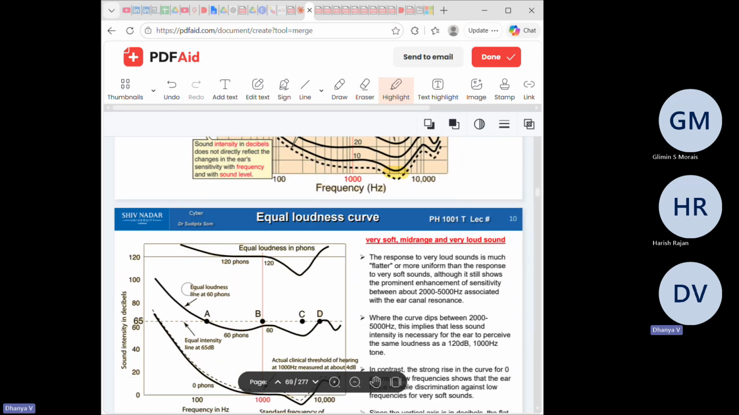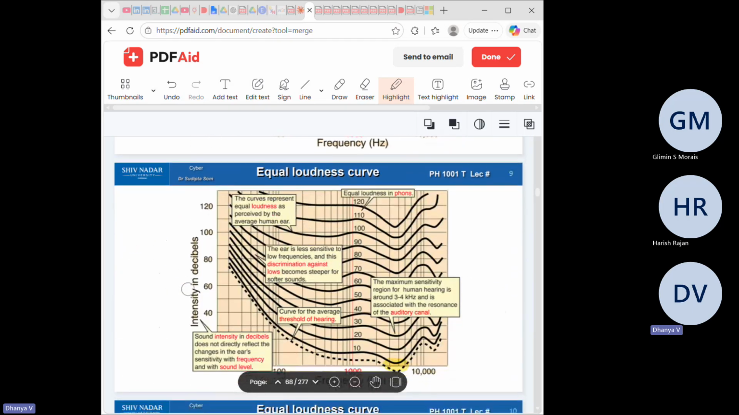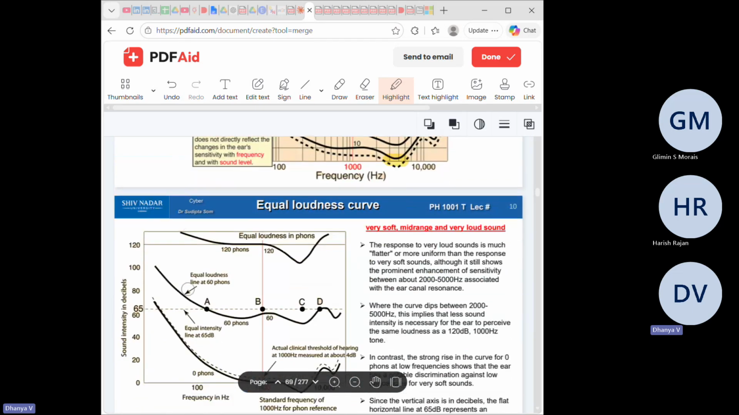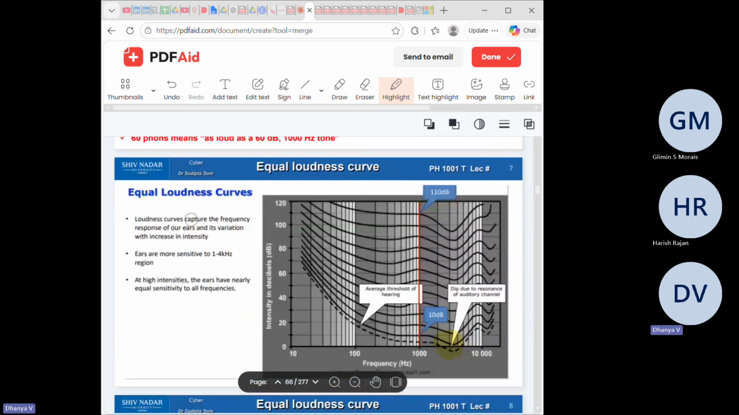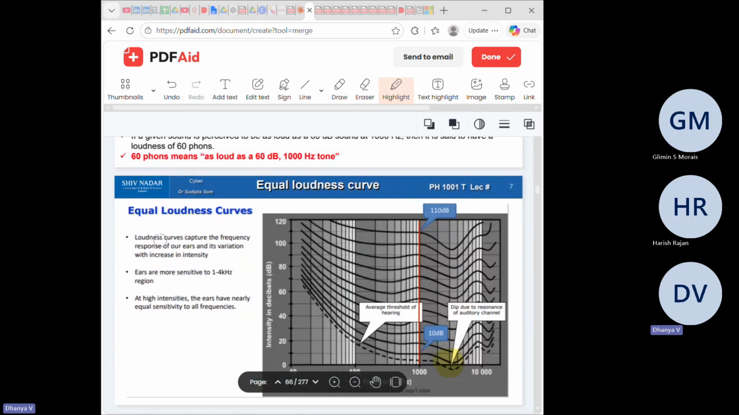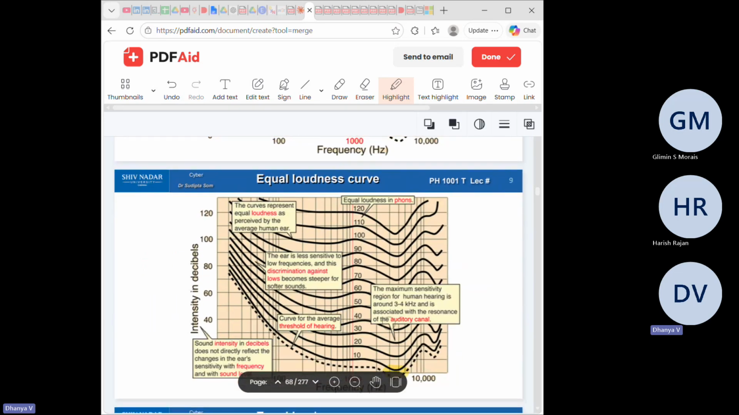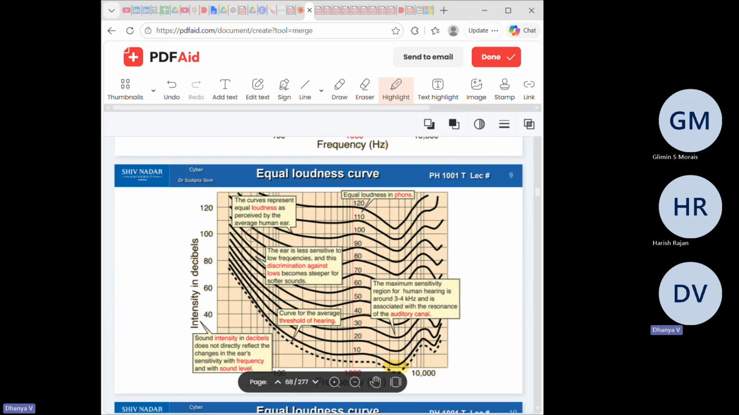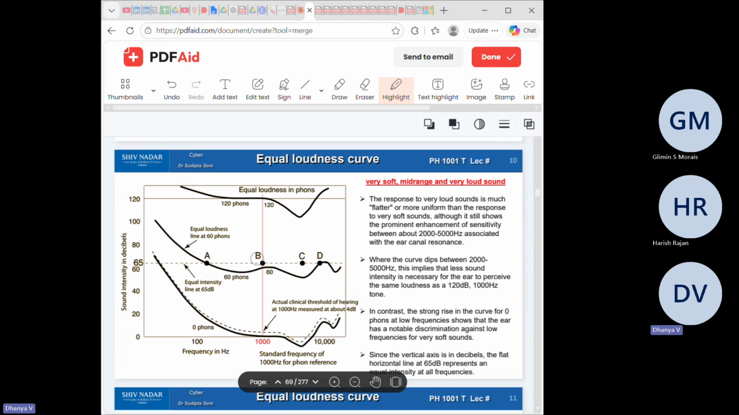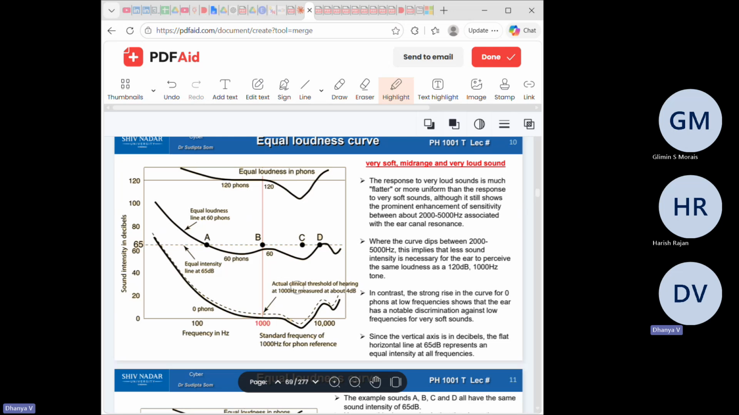So that's all with respect to the equal loudness curve. Since this will be asked as a 10 mark question, when it comes to writing it as an answer, you have to write all of these points, this diagram, and all of the points in the diagram. And then you can add an example, giving an example of how this actually works.